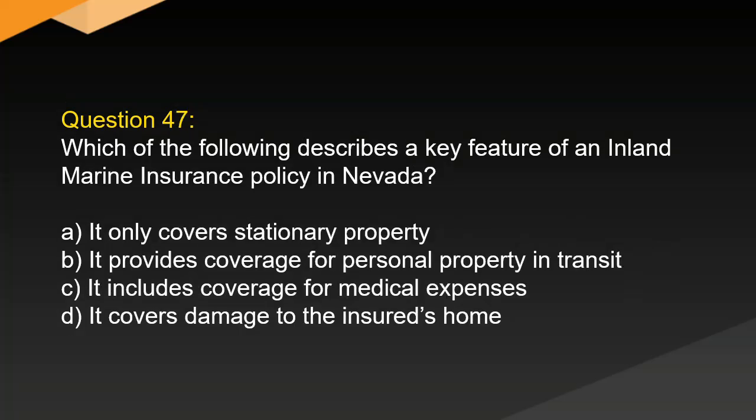Question 47. Which of the following describes a key feature of an inland marine insurance policy in Nevada? A. It only covers stationary property. B. It provides coverage for personal property in transit. C. It includes coverage for medical expenses. D. It covers damage to the insured's home.